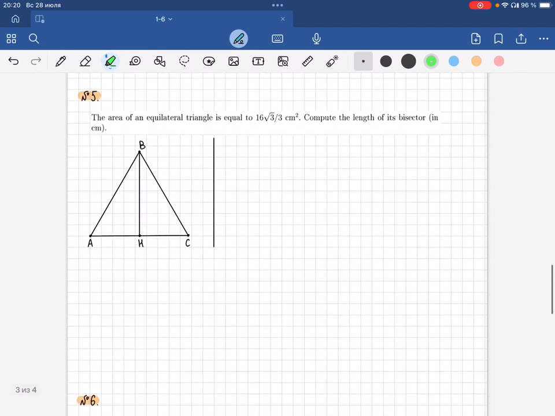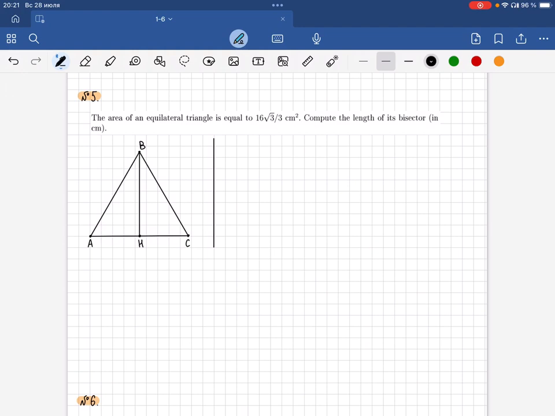Okay, let's move to the next problem. Here we know the area of the equilateral triangle, and we have to compute the length of its bisector. Okay, let's remind some properties of the equilateral triangle.